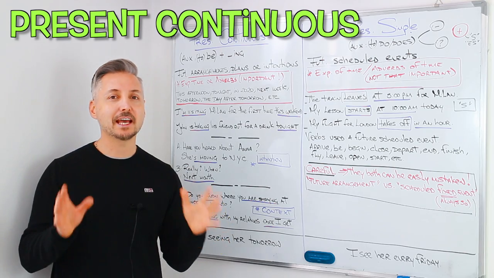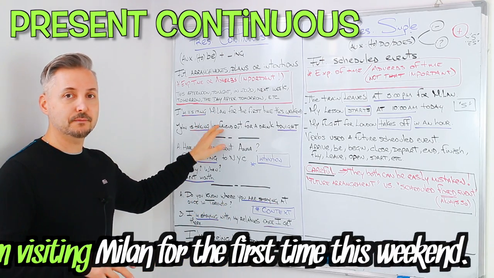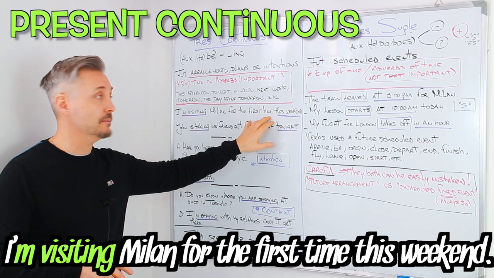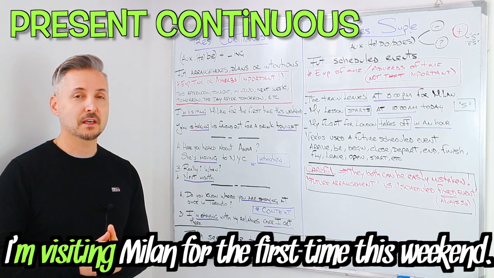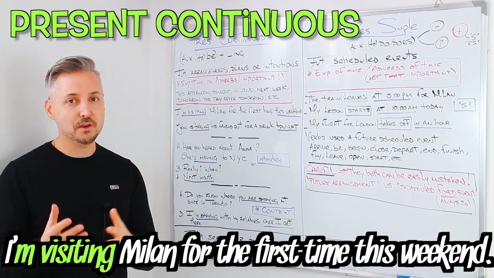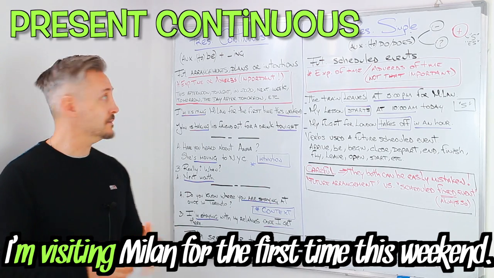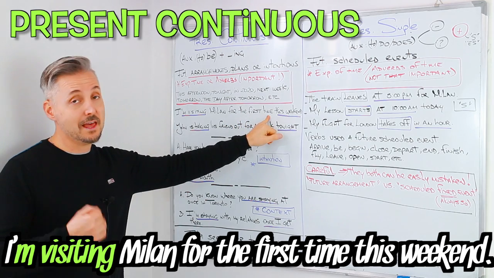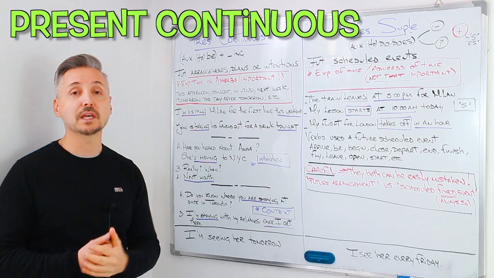Let's look at my example. I'm visiting Milan for the first time this weekend. So how do you know that's a future sentence? You know because there is "for the first time", and then you also have "this weekend".